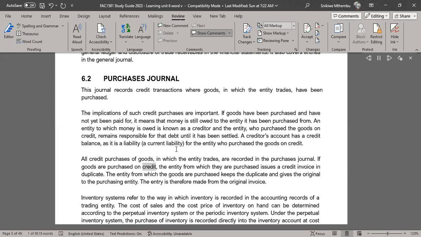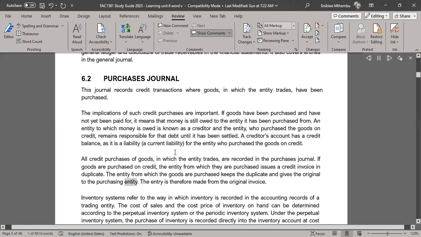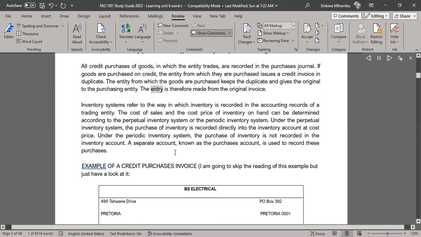If goods are purchased on credit, the entity from which they are purchased issues a credit invoice in duplicate. The entity from which the goods are purchased keeps the duplicate and gives the original to the purchasing entity. The entry is therefore made from the original invoice.